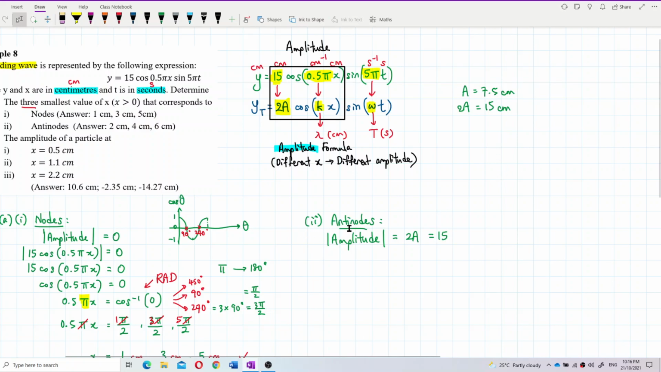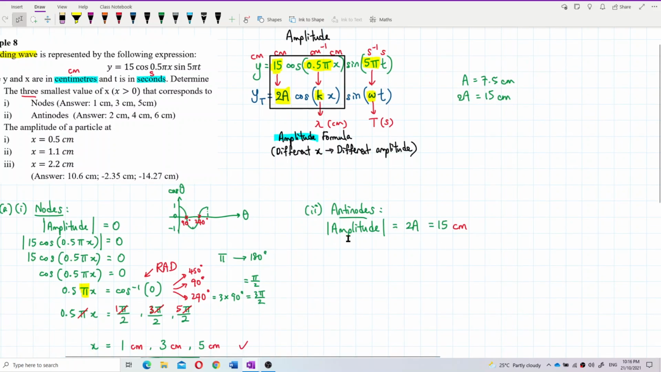Our antinodes have an amplitude of 15 centimeter. You must write the unit there, centimeter. Now you need to remove the modulus. Never mind, just write down the amplitude formula first. It is modulus of 15 cosine 0.5 pi x, equal to 15 centimeter.